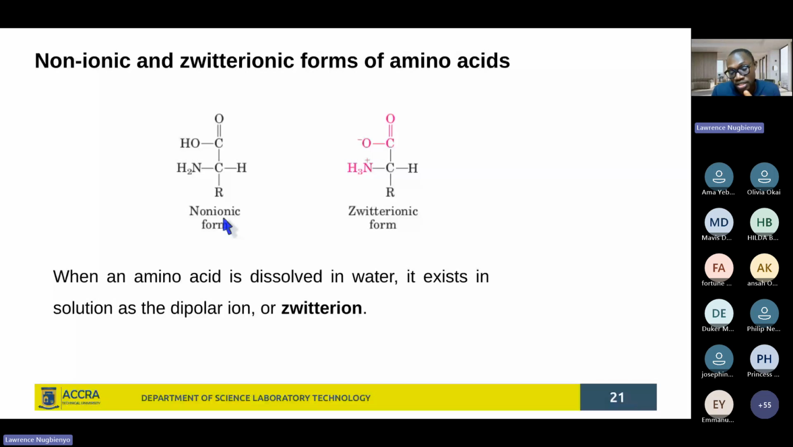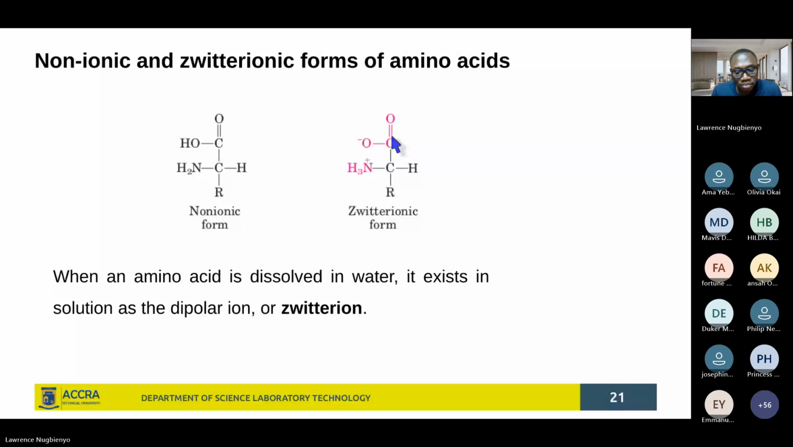Now, mostly you see amino acids written in these zwitterionic forms because when proteins dissolve in water, in aqueous solution, these amino acids actually exist in these zwitterionic forms. So they have these dipolar ions that are in solution. That is why you see it being presented in this form, the zwitterionic form.